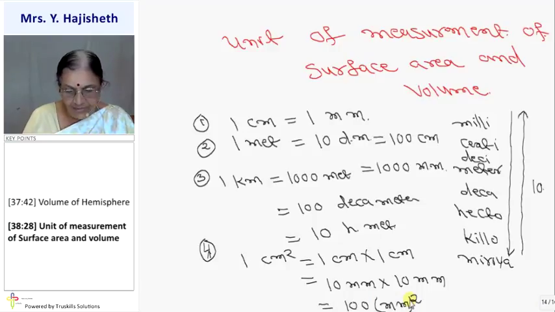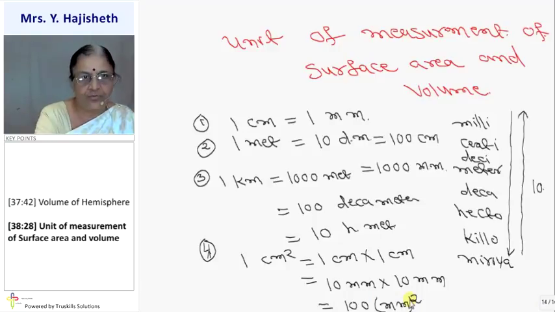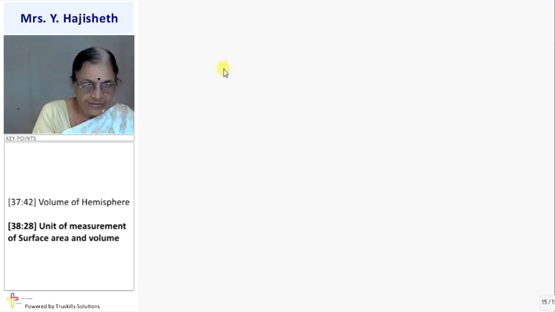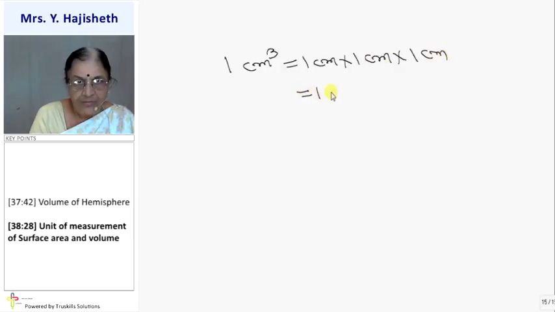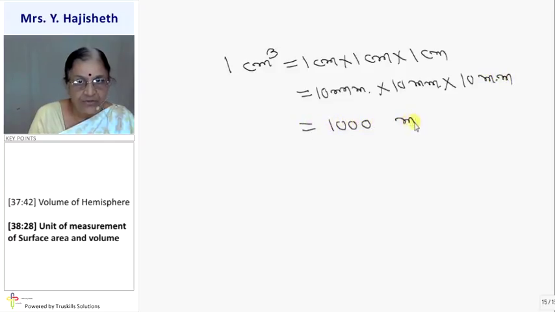And 1 centimeter cube को करना है. 1 centimeter cube is 1 centimeter into 1 centimeter into 1 centimeter. So is equal to 10 millimeter into 10 millimeter into 10 millimeter. So 1 centimeter cube is 1000 millimeter cube. Okay, cube में 3 बार करने का. Clear?